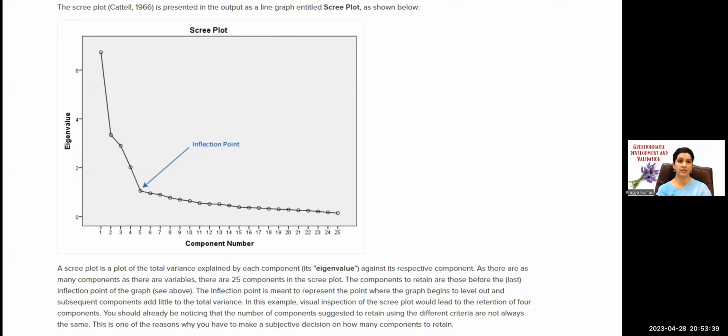So this is a scree plot, and a scree plot is the plot between the eigenvalue of a factor and that factor itself. That means if you see this, factor 1 has got an eigenvalue of more than 6, 7. Factor 2 has got an eigenvalue of maybe 2.75 because it is between 2 to 4. So maybe 3.75, not 2.75.